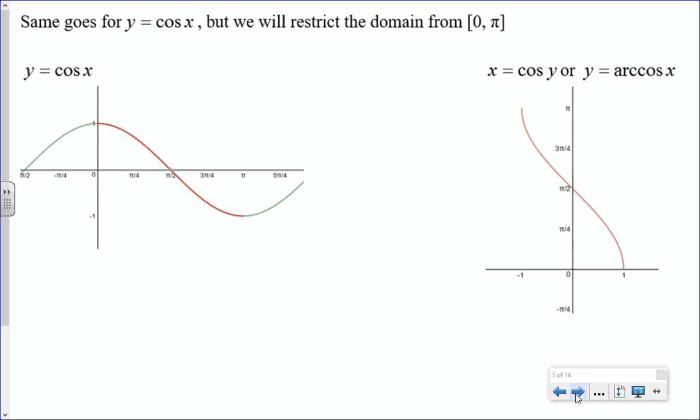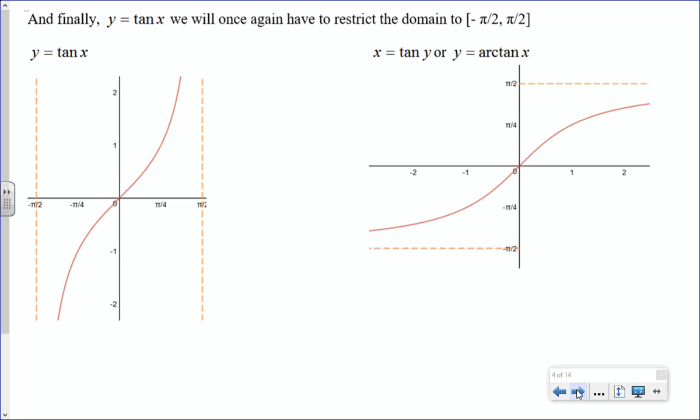And then the tangent graph, we know that the tangent graph is all these squigglies over and over again. But if we just take the one squiggly between negative pi over 2 and positive pi over 2, then we can have our inverse tangent. Its domain is all real numbers, right? Because the range of tangent is all real numbers. And then the range is negative pi over 2 to pi over 2, just like inverse sine.